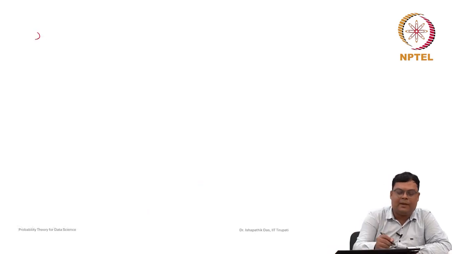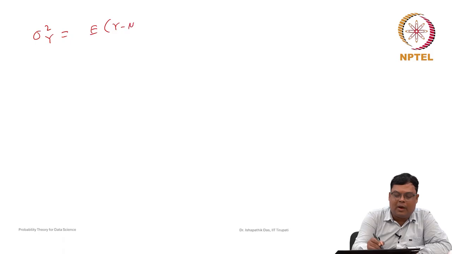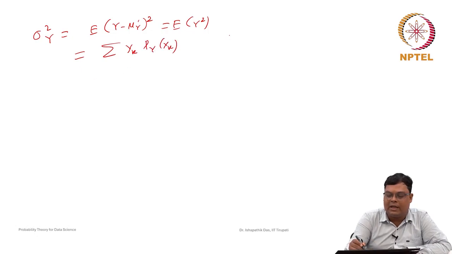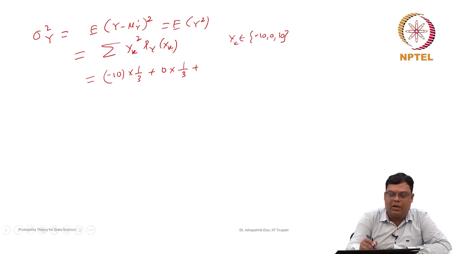Then what will be the variance of y? Sigma square y is the expected value of y minus mu y dash whole square. Here also the mean is 0, so it is nothing but the expected value of y square, which is the summation of y k square p of y y k. For this random variable, y takes the values minus 10, 0, 10 with probability 1 by 3. So this is minus 10 square into 1 by 3, plus 0 square into 1 by 3, plus 10 square into 1 by 3. This will be 100, then 0, then 100, so 100 plus 100, 2 into 100.